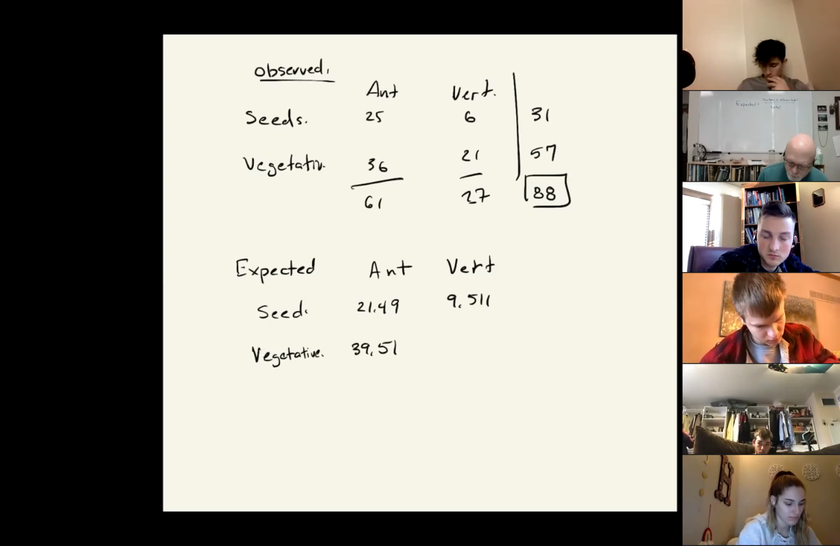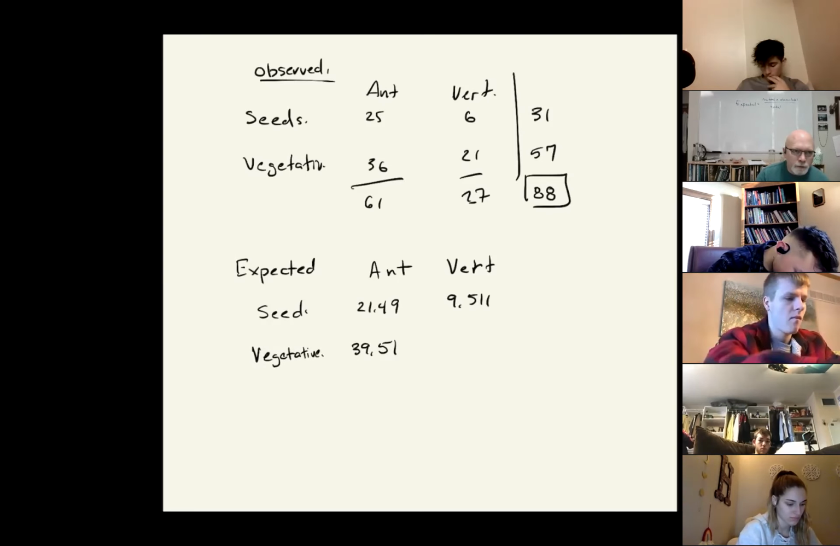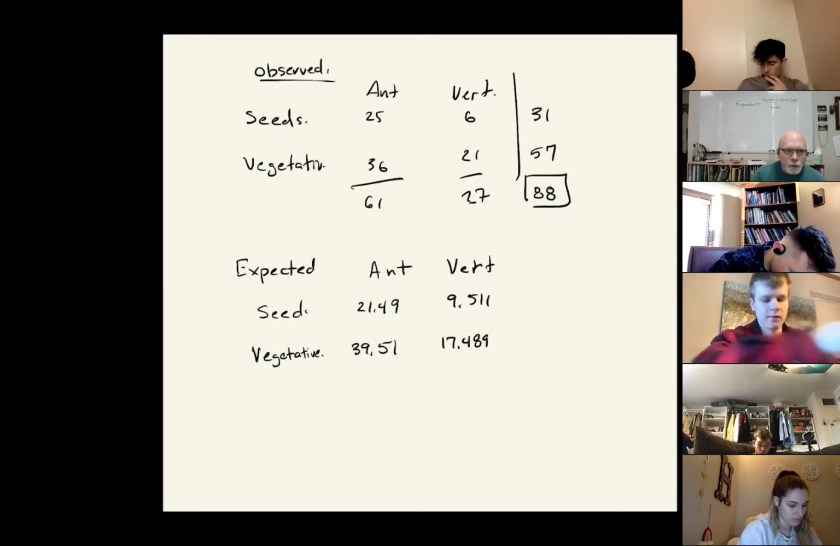And then the last one would be vegetative regeneration by vertebrate dispersal, which would be 57 times 27 divided by 88 equals 17.489.